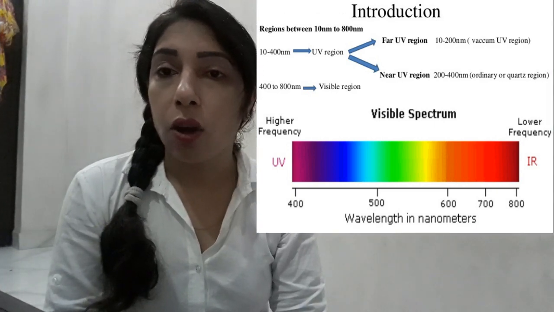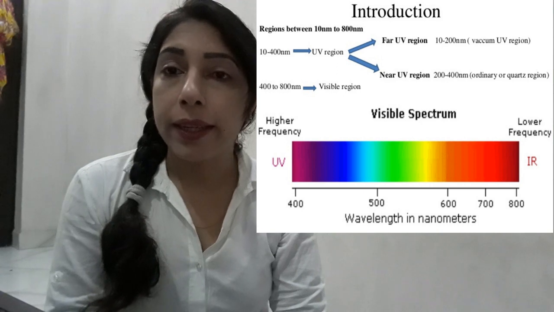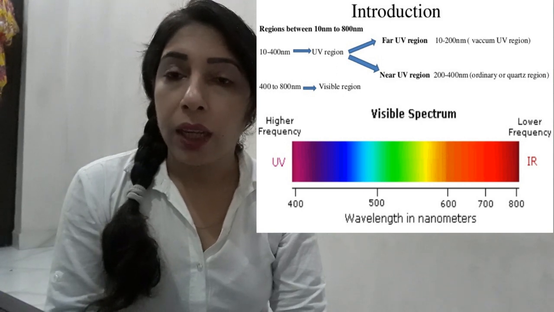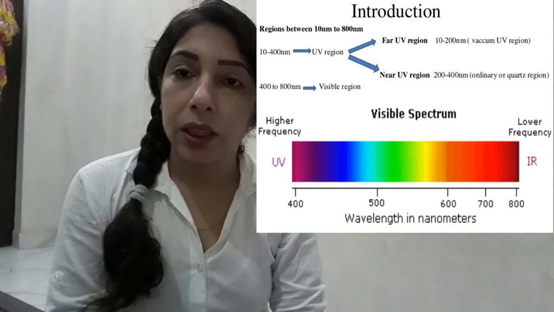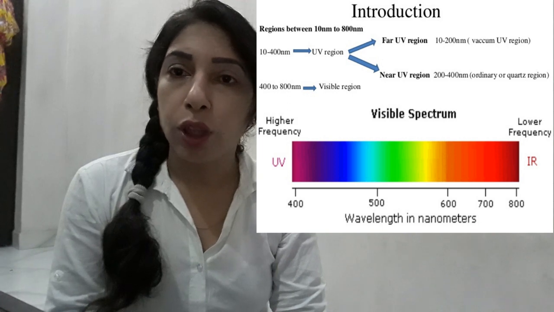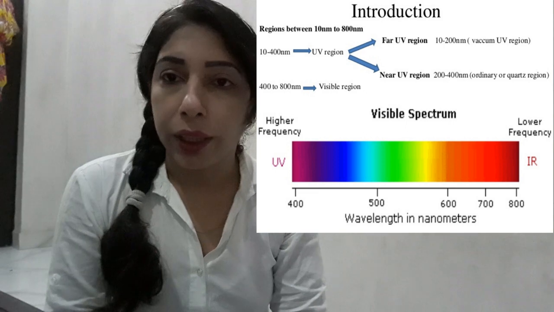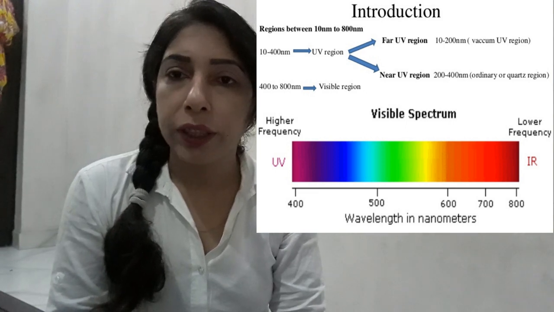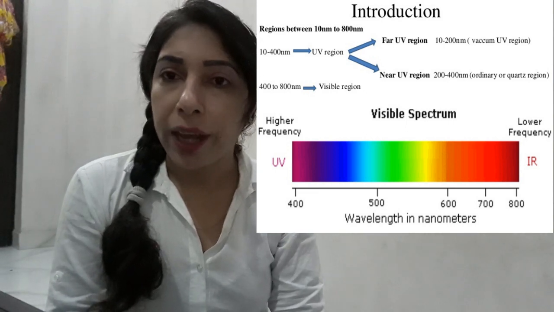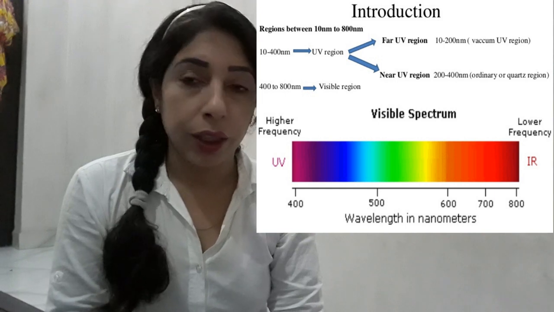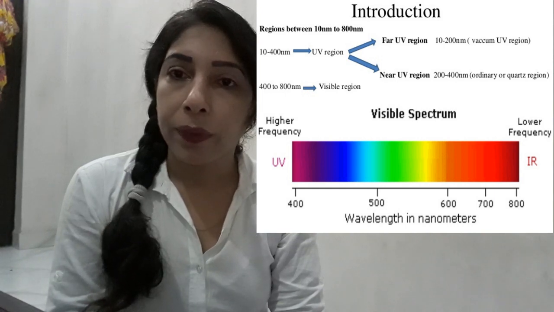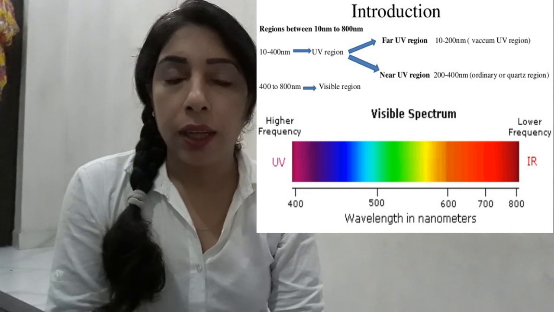Why is it called the vacuum UV region? Because there is a need to create a vacuum, as in the region below 200 nanometer, oxygen absorbs radiation. So for that purpose, a vacuum is created. Different solvents are used for sample preparation in UV spectroscopy, but usually ethyl alcohol and hexane are used as solvents.